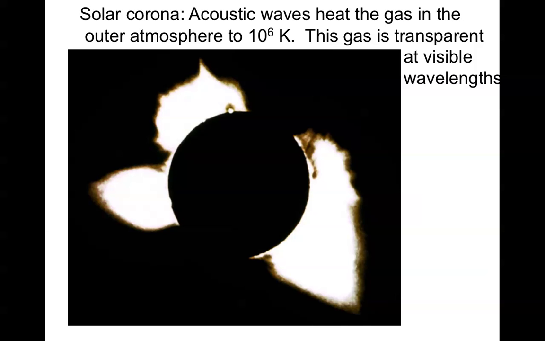But this is a picture taken during a solar eclipse where the main photosphere of the Sun is blocked, and all you're seeing is the very, very much fainter optical emission from this outer region.